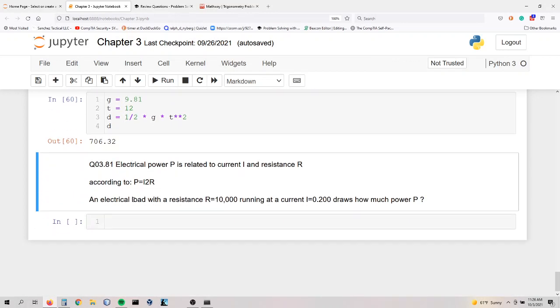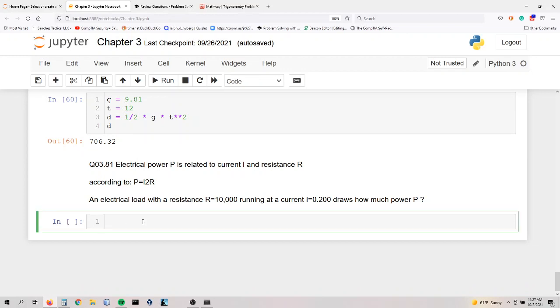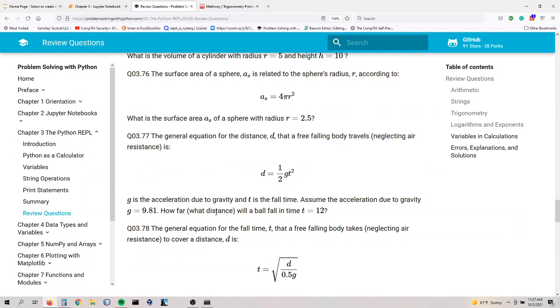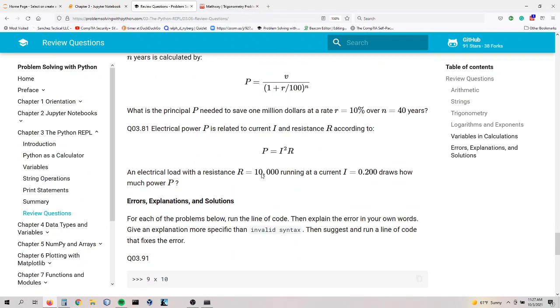So, alright, here's the last problem. Almost under 25 minutes, so that's where I want to keep them, at least 20 to 25 minutes. So let me go ahead and read it from the book. So 3.81. If there's any questions, I will try my best ability to explain any of these to you. Find it very interesting. They went very deep into some physics here. But anyway, electrical power P is related to current I and resistance R. According to an electrical load with a resistance R is equal to 10,000 running at a current I is equal to 0.200 draws how much power?